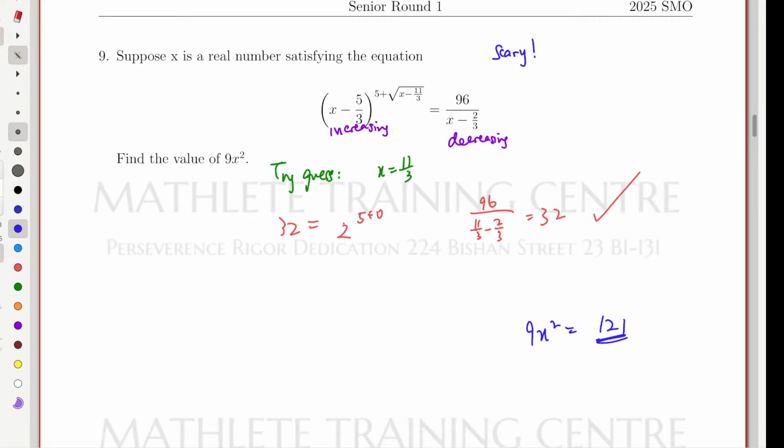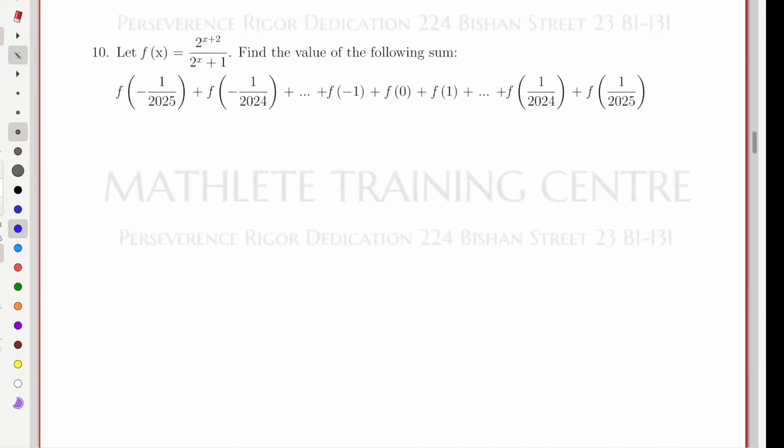Okay, question number 10 here. Again, something that looks very scary. But if you commonly practice SMO past year papers, then this should be something that looks very familiar to you. In fact, if you practice enough of them, you realize that for such an expression, you just need to get a middle term, f of 0.